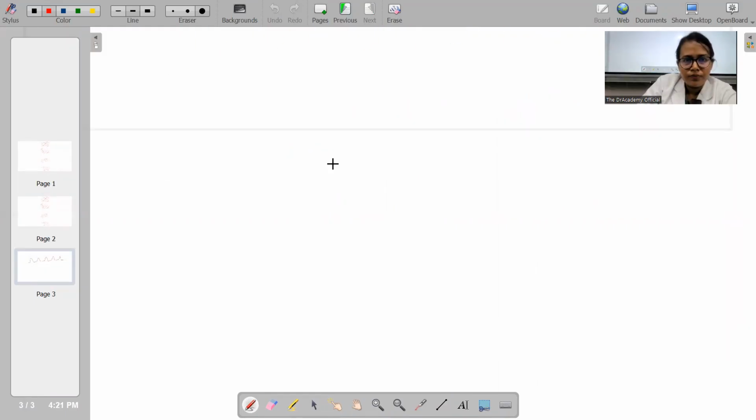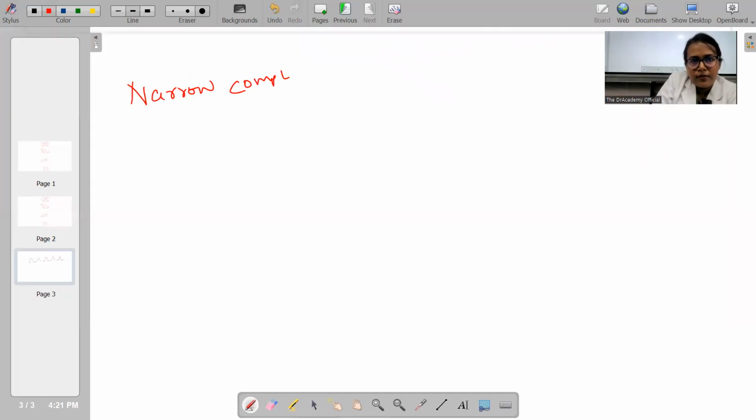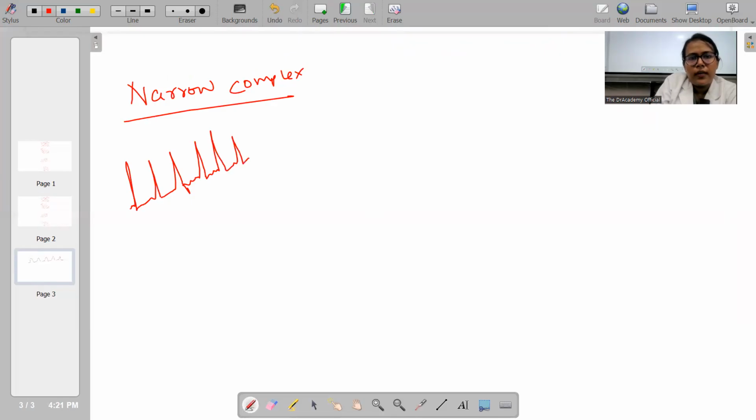Next one is if this is a narrow complex tachycardia. Narrow complex will just look sharp, like this, with a very small gap of the QRS duration. Can anybody tell me what's the normal QRS duration? 120 milliseconds. That's normal, but there is a range, okay? So it can be 120 to 150 milliseconds.